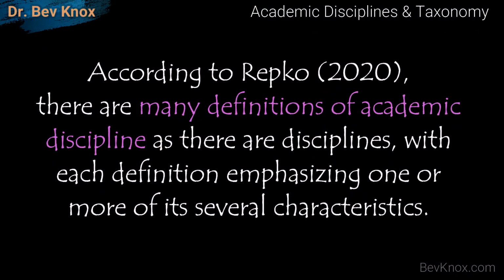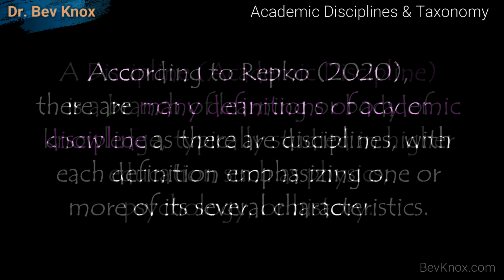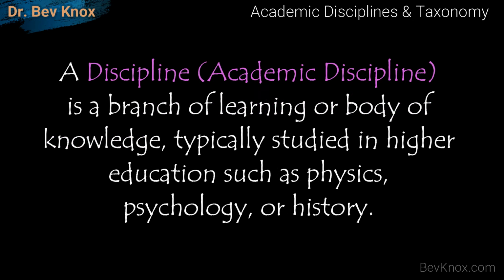So, according to Repko, there are as many definitions of academic discipline as there are disciplines themselves, with each definition emphasizing one or more of its several characteristics. A discipline or academic discipline is a branch of learning or body of knowledge typically studied in higher education, such as physics, psychology, or history.